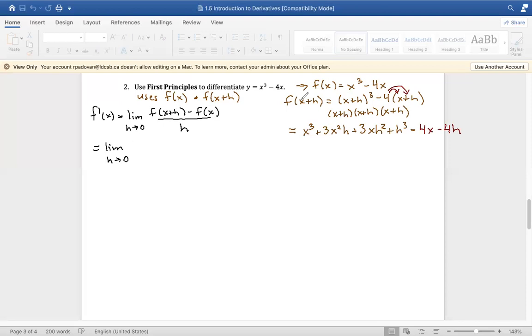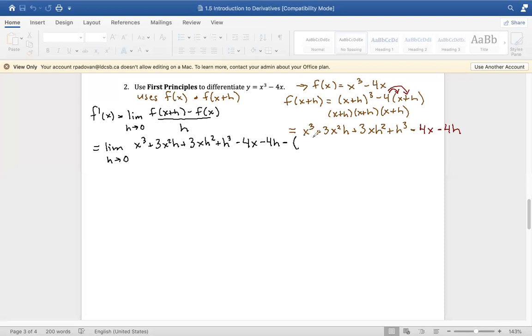So I have my f of x plus h, this whole thing here. Let's just make sure we're writing it down properly. So just go slow. X cubed plus 3x squared h plus 3x h squared. I think I should have wrote it a little bit lower, so just excuse me if it starts to angle down a bit. Minus 4x minus 4h. Take away, so that's just f of x plus h.